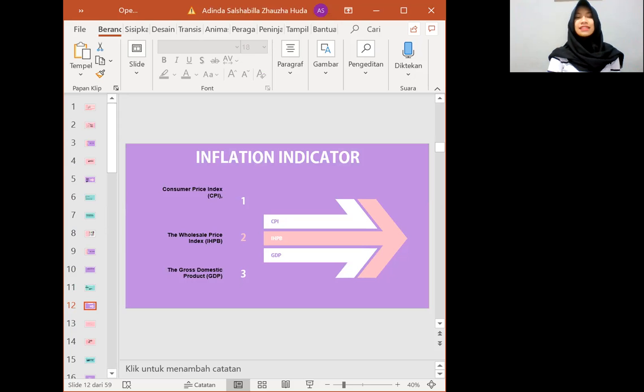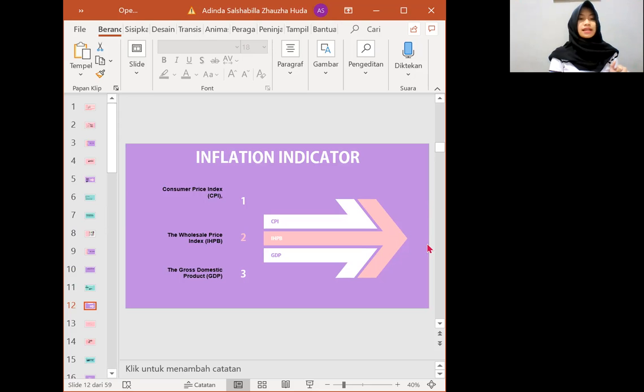There are three factors about the inflation indicators that can be used to determine whether an economy is experiencing inflation or not. These indicators include first the Consumer Price Index or CPI. It is an index that calculates the average price change in a period of a collection of goods and services consumed by residents or households in a certain period of time. Change in the CPI from time to time indicates price movements of a package of goods and services consumed by the public. This indicator is often used to measure the inflation rate.